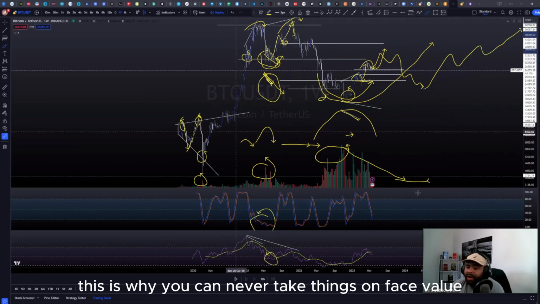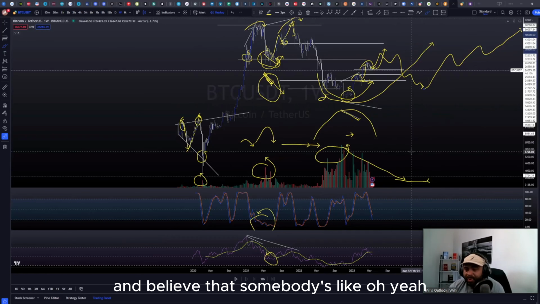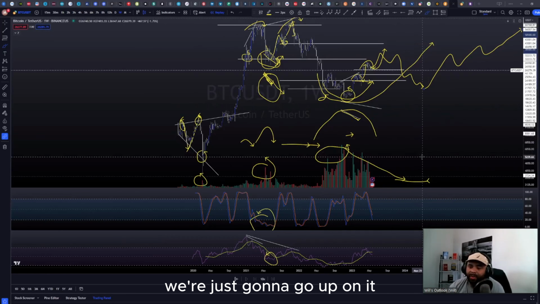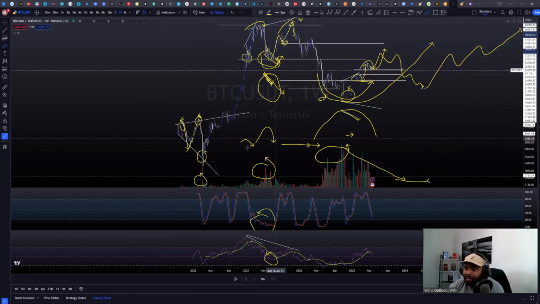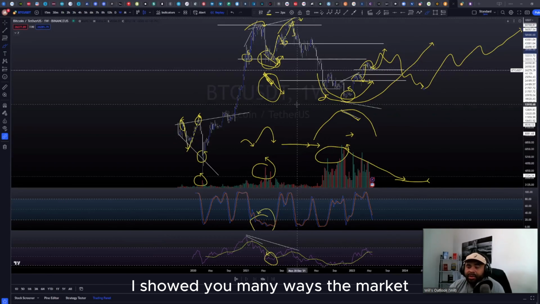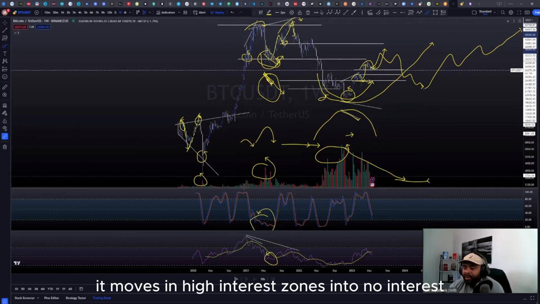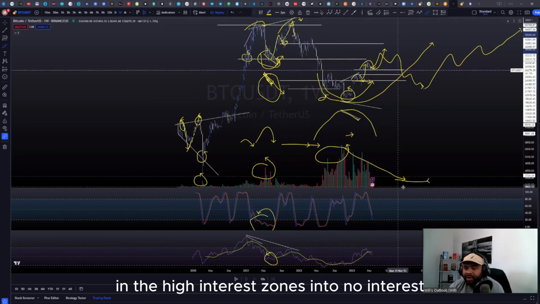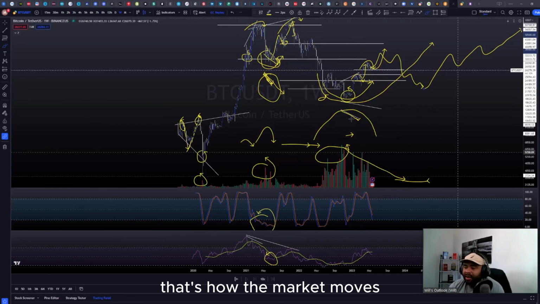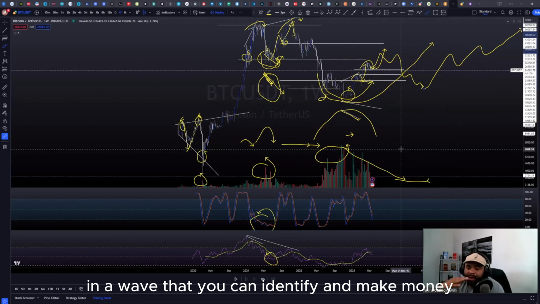This is why you can never take things on face value and believe that somebody's like, oh yeah, we're just going to go up only. It's not a thing. You can see here, I showed you many ways the market and the chart moves in waves, right? It moves in high interest zones into no interest, in the high interest zones into no interest. And that's how the market moves in a wave that you can identify and make money.